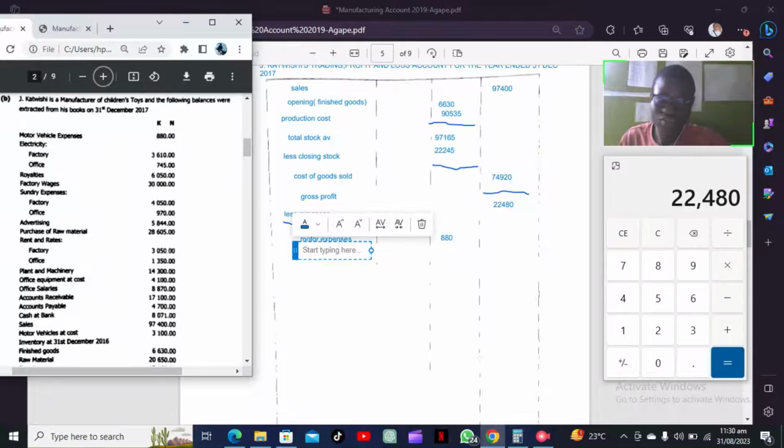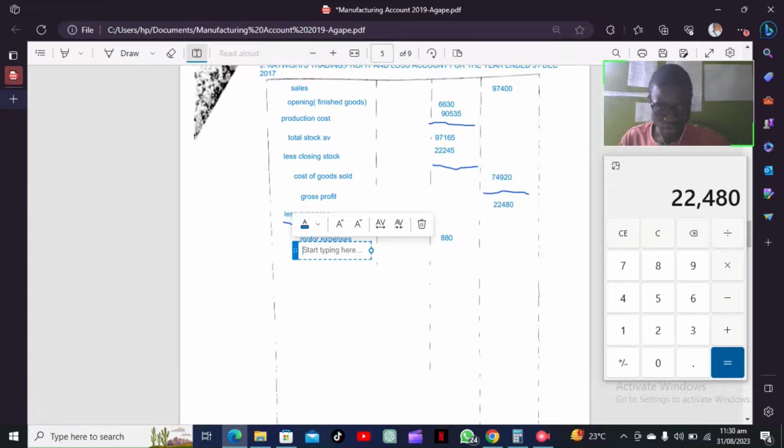More expenses in our question. We have electricity. Electricity, that was for factory, and there was also for office. So in here we're going to enter for the office. For factory, we entered it in the manufacturing account. So in here we're going to enter for the office, which was electricity.